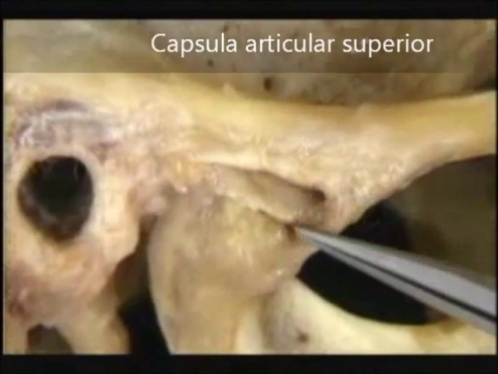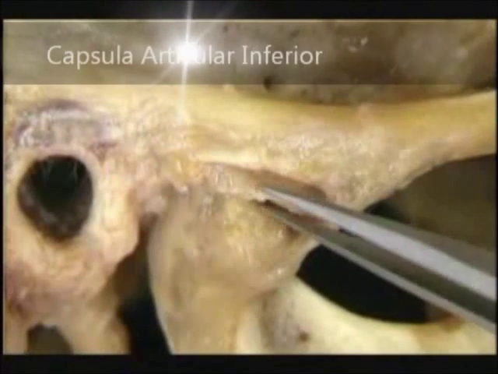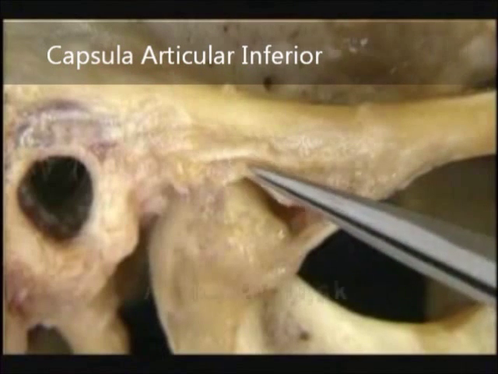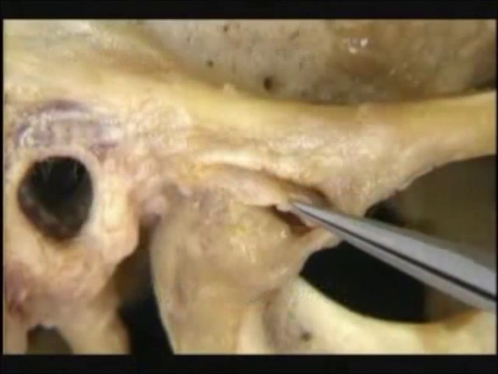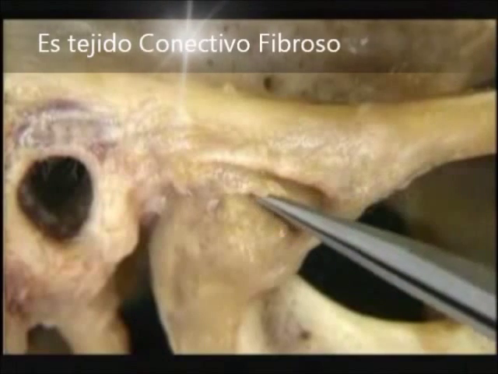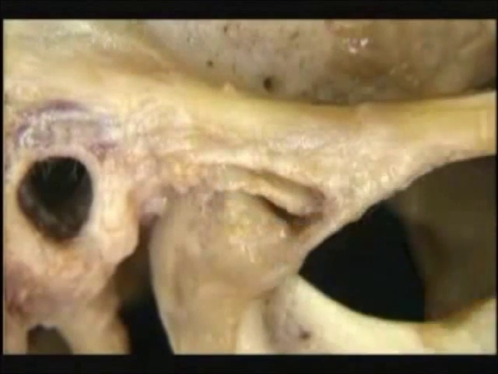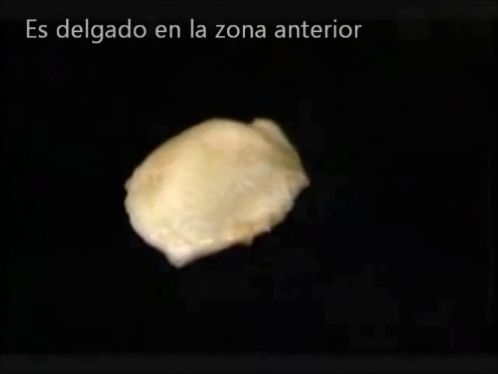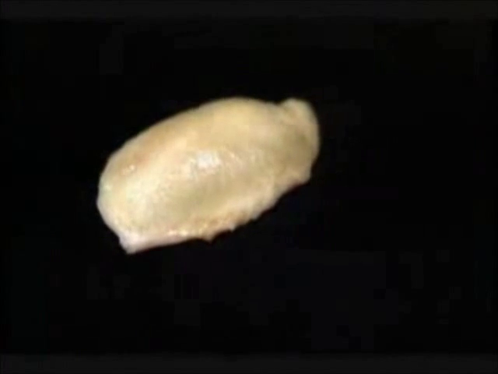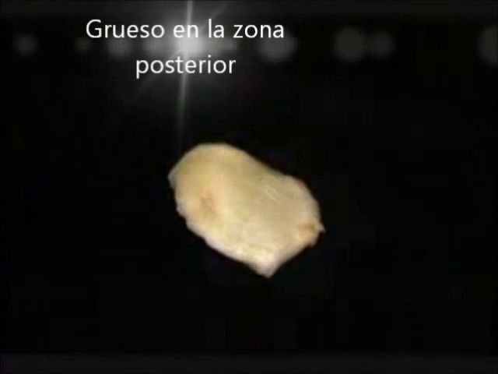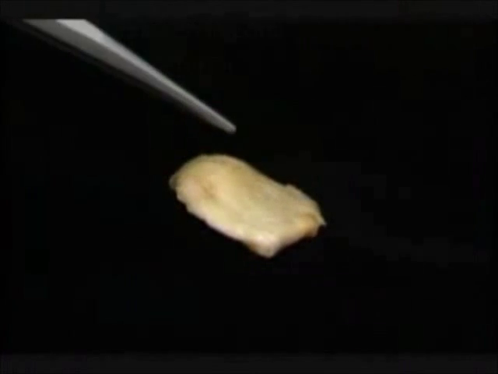Here's the upper joint cavity. Here's the lower one. Here between them is the articular disc. It's made of dense fibrous tissue. It's attached to the joint capsule all the way round its edge. Here's the articular disc by itself. It's thin in front and thick behind. It's quite flexible.